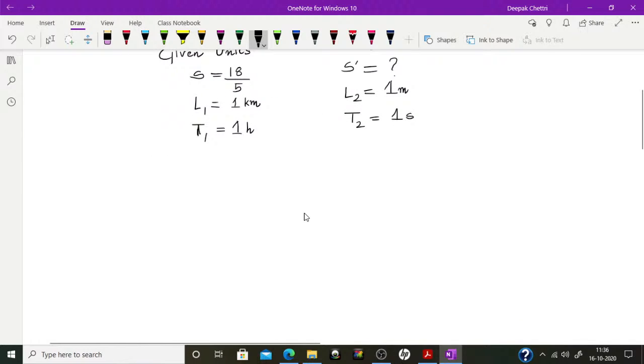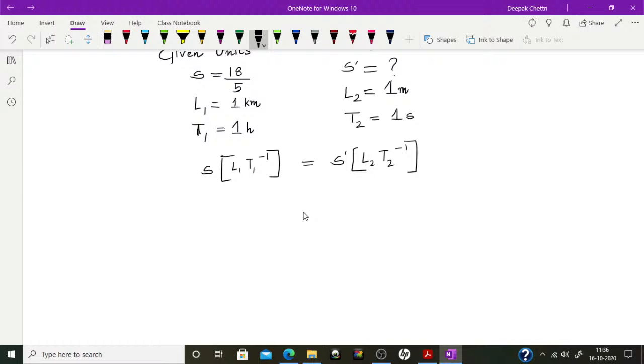Okay, so let's see how we do it. Since they are the same thing, we can write S L1 T1 minus 1 must be equal to S dash L2 T2 minus 1, right? Even though we are converting from one system of units to another, they are the same thing, right?